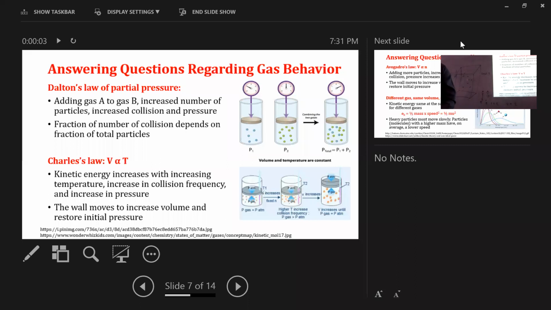That means if you have a container with many molecules, yes, exactly. So Charles' law, that should be the pressure is constant. So if you have a container with a number of molecules, in that case, if you increase the temperature, what will happen?